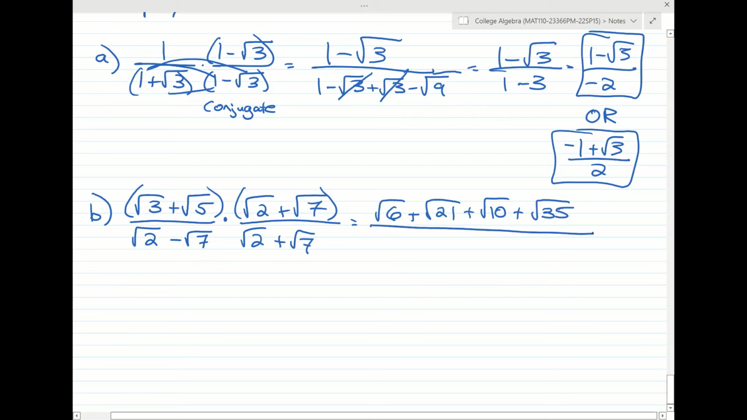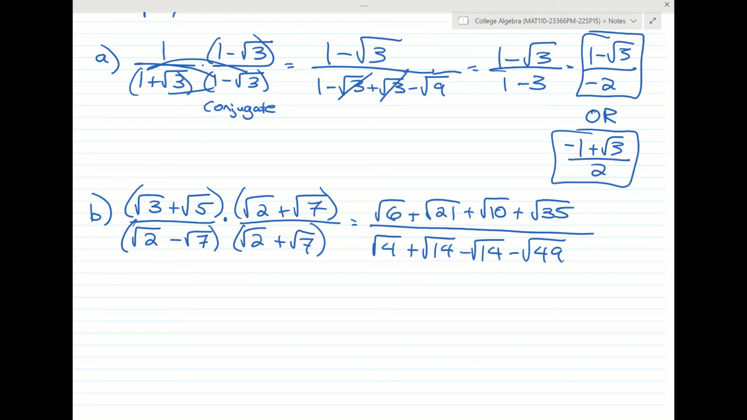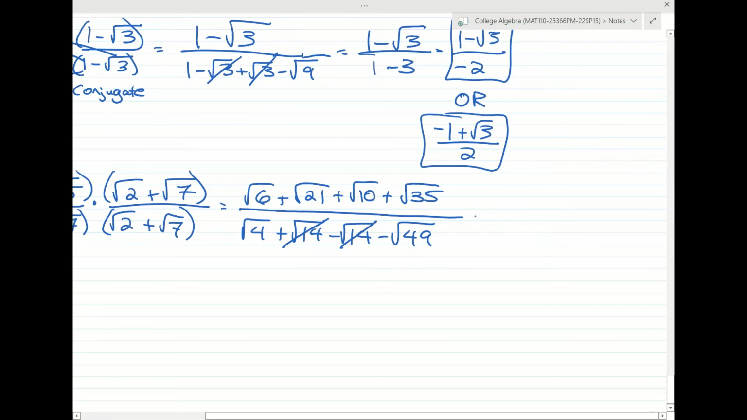The bottom is what matters. Using this conjugate, you get the square root of 4 plus the square root of 14 minus the square root of 14 minus the square root of 49. Think about it, it's kind of clever that it works out the way that it does. The square root of 14s cancel. You just wind up with 2 minus 7 on the bottom. 2 minus 7 is negative 5.